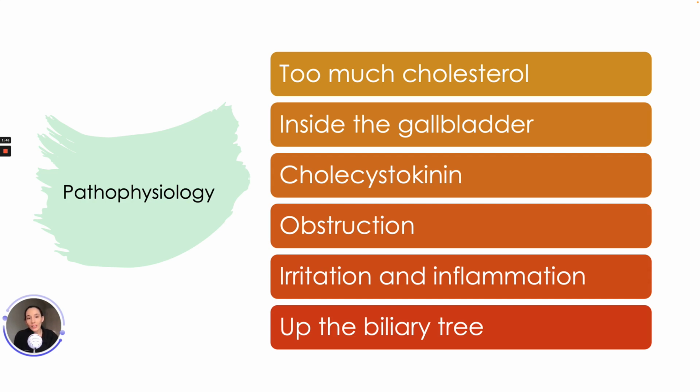Then fat enters the duodenum, causing the mucosa to secrete the hormone cholecystokinin, which stimulates the gallbladder to contract and empty. This leads to an obstruction, so the stone lodges in the cystic duct, the gallbladder contracts but does not empty, and the bile flow into the duodenum becomes obstructed. This leads to irritation and inflammation. Biliary narrowing and swelling of the tissue around the stone causes irritation and inflammation of the bile duct, and inflammation can progress up the biliary tree and cause infection in any of the bile ducts.